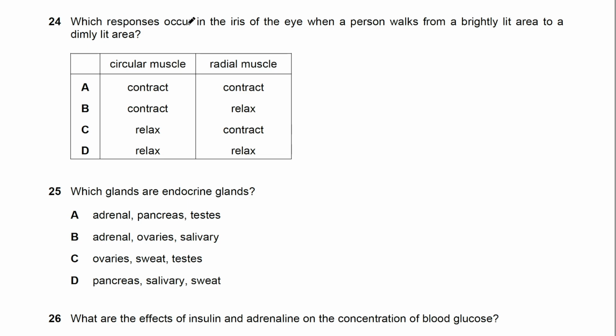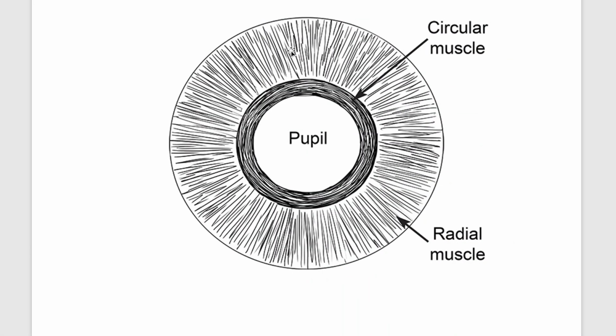Which responses occur in the iris of the eye when a person walks from a brightly lit area to a dimly lit area? Great, we are looking for these 2 muscles, the circular and radial. Okay, let me take you to this diagram to make it easy. Once we are moving to a dimly lit area, that means we need to make our pupil wider. So what will happen with the circular muscle? It will relax to make this area bigger, to collect more light. And what will happen with the radial muscle? It will contract. Sure, this will relax the circular and the radial will contract.